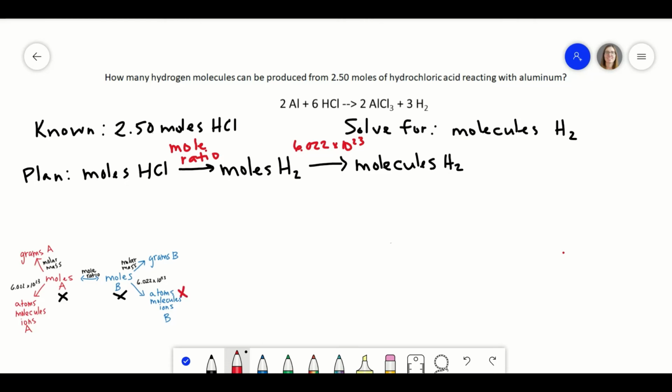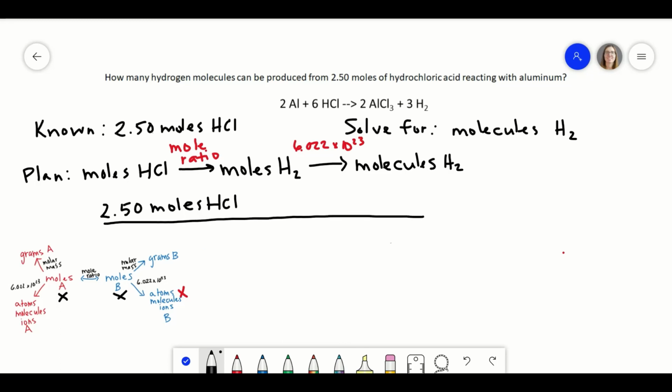Okay, so let's start putting the problem together. Again, I'm going to use dimensional analysis, also referred to as factor label method, and I'm starting with the moles of HCl. So that's going to be 2.50 moles of our HCl. And then I'm going to multiply that by a conversion factor, and this conversion factor is the mole ratio, which we get from our balanced equation.